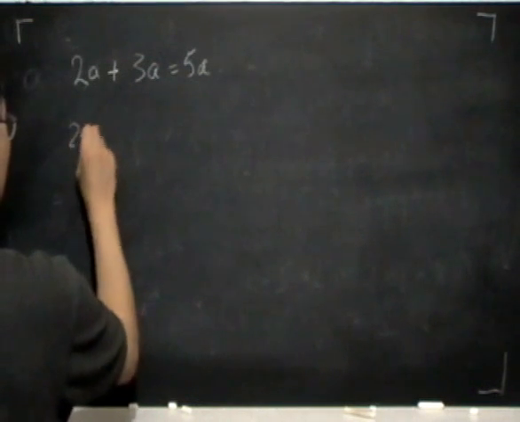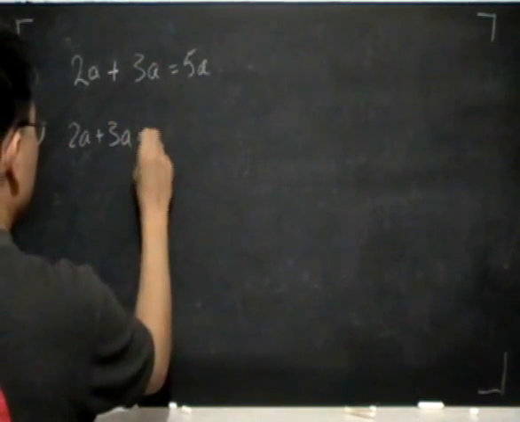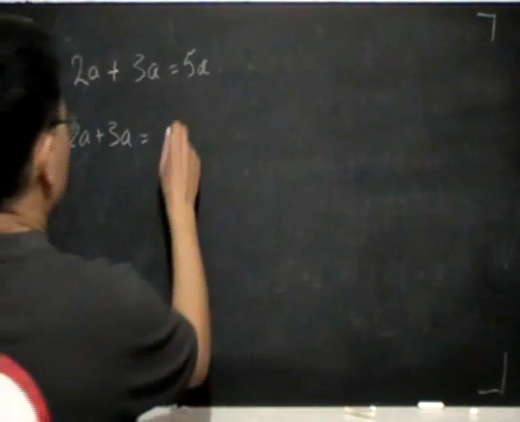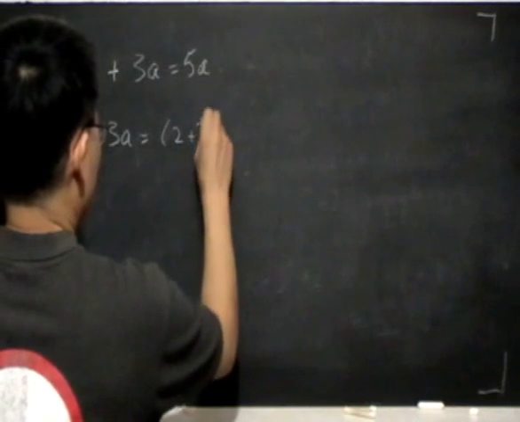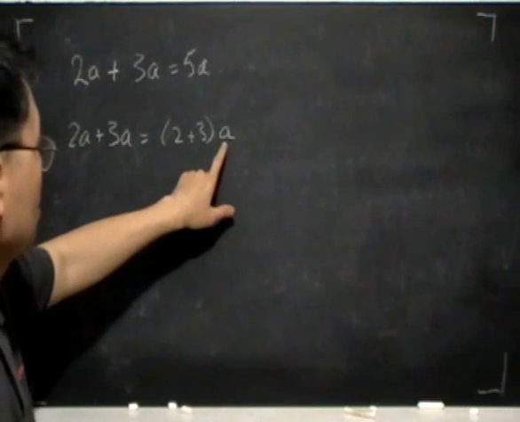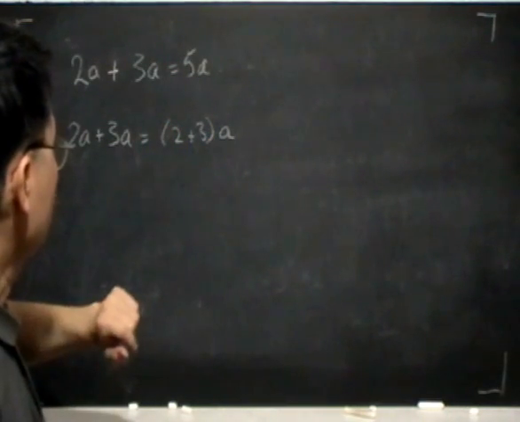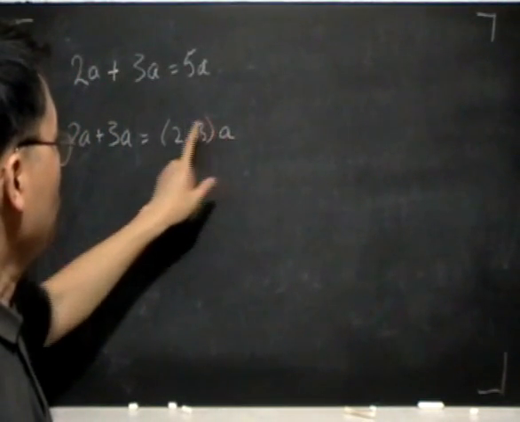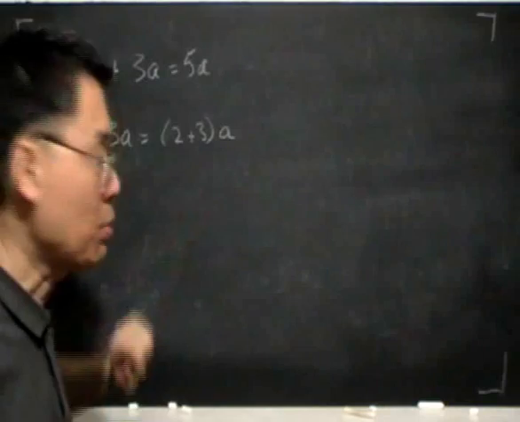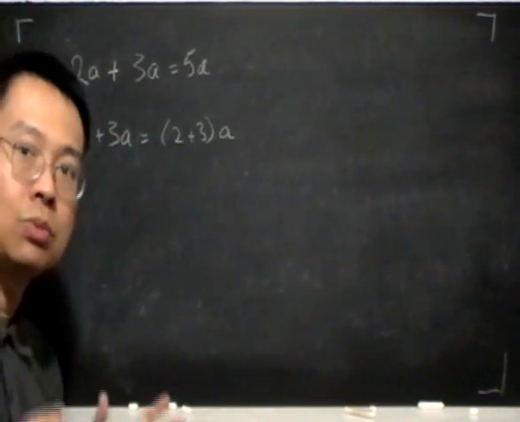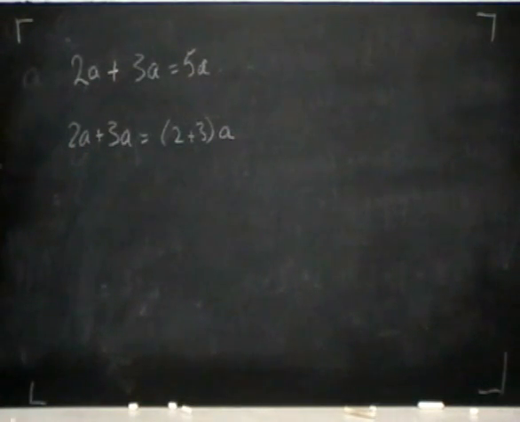Let me write that down. 2a plus 3a. Now I can think of this as bracket 2 plus 3, times a. What this means is that if I have a bracket here multiplied by a, then it means the same as a multiplied by each of the numbers in the bracket and then added together. So this is the kind of thing which we also see when we do arithmetic with just numbers.